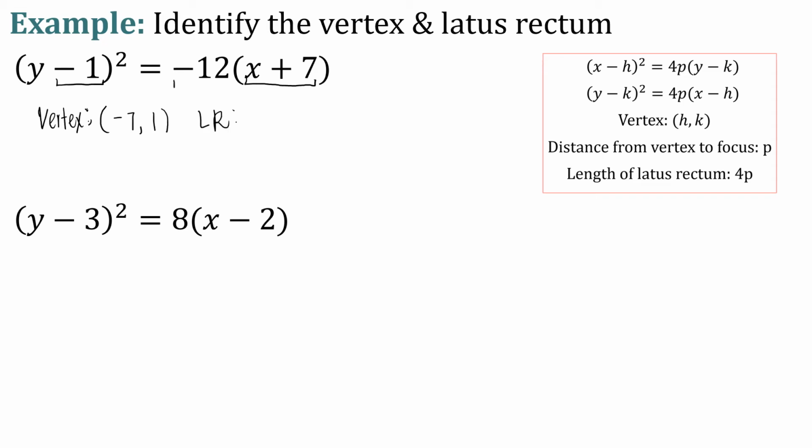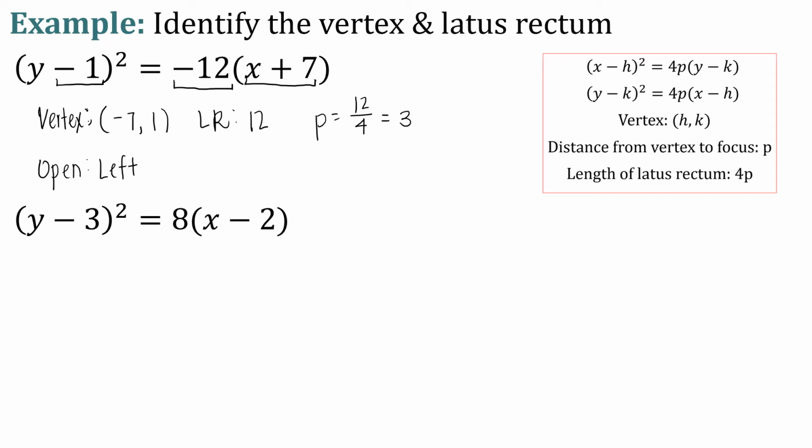Our length of our latus rectum is 12. Remember, length can never be negative. And our P is our latus rectum divided by 4, so that's going to be 3. So our P is 3. We also know that this parabola is opening left because my y is being squared and my 4P is negative. My latus rectum, what's in the front of the x, is negative.